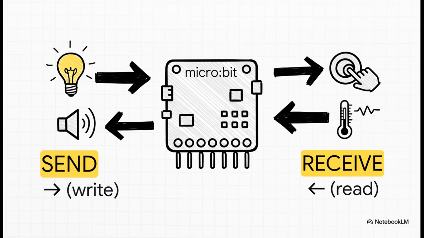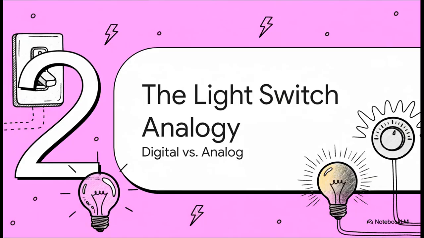The micro:bit can use its pins to send signals out into the world. We call this writing, to make things happen, or it can use them to receive signals in, which we call reading, to figure out what's going on around it. Writing and reading, output and input. That's the foundation for literally everything. Now, to really get a grip on how this works, we're going to use a really simple but super powerful analogy that just makes it all click: the difference between a plain old light switch and a dimmer knob.